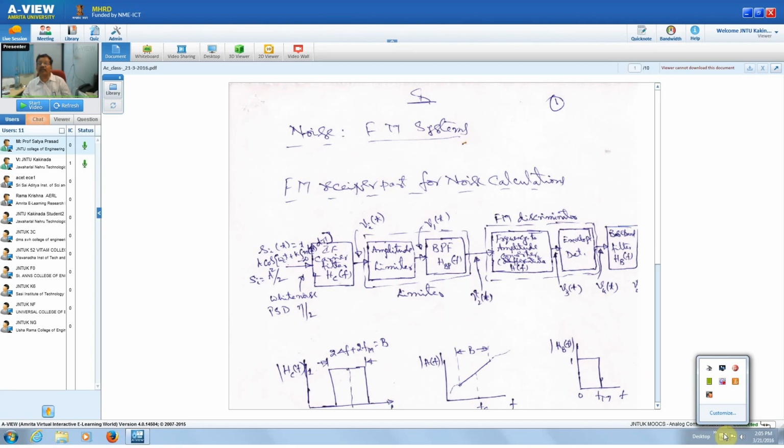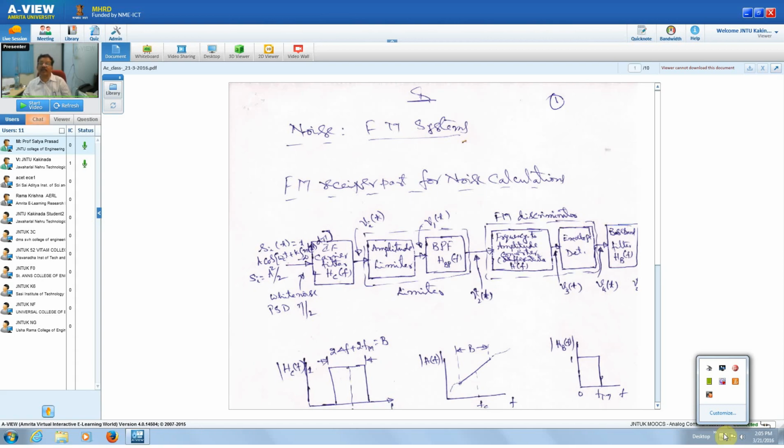The output of this envelope detector is given to the baseband filter, with the filter having the frequency response we require based on the maximum frequency of the baseband signal. So we will have the required baseband filter.